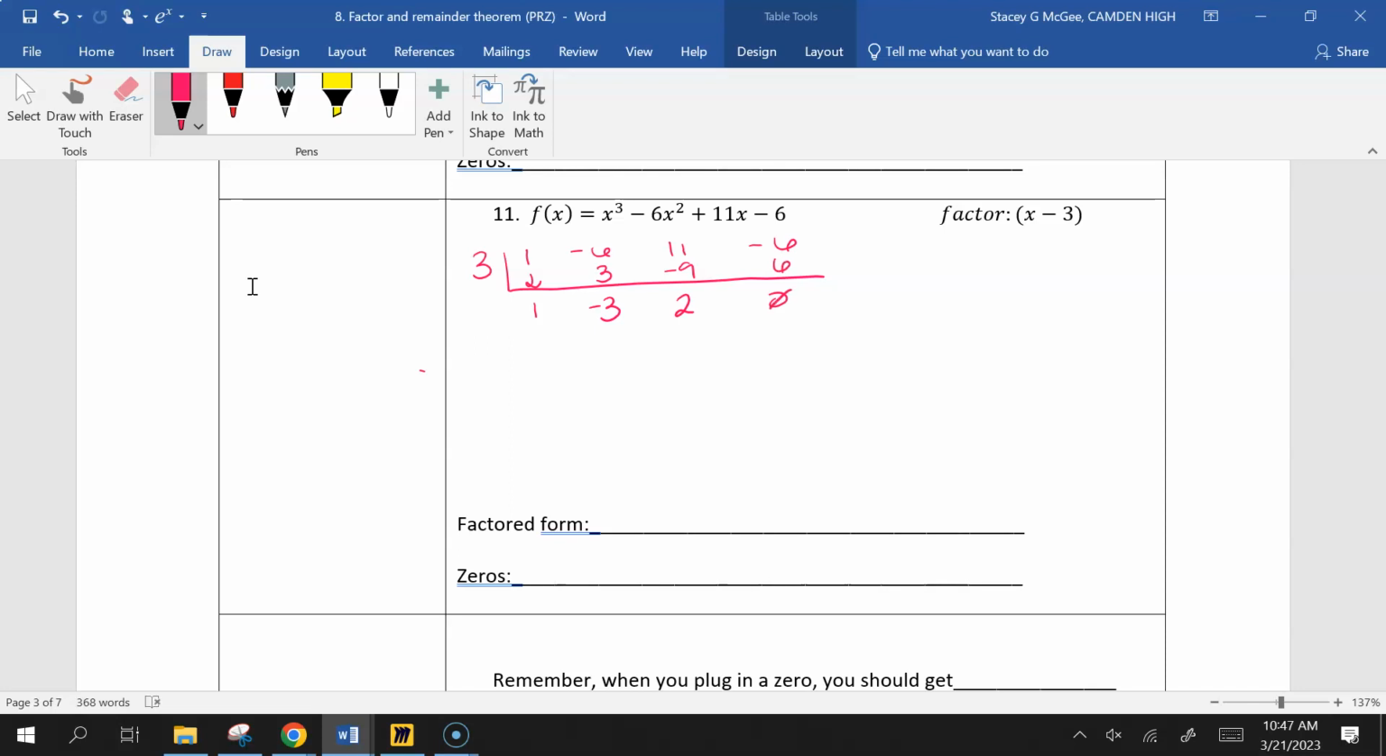Remember on these, if you don't get 0 as the very last, as the remainder, back up and start again because you've done something wrong. So now I'm going to write it as a multiplication problem. I've got x minus 3, and I've got x squared minus 3x plus 2. And now factor. What multiplies to positive 2 but adds to negative 3? Negative 2 and negative 1.